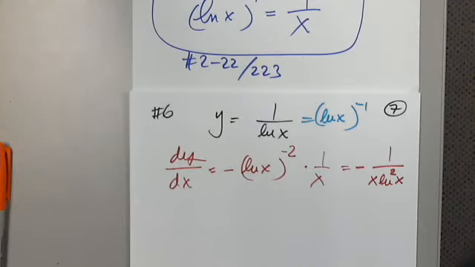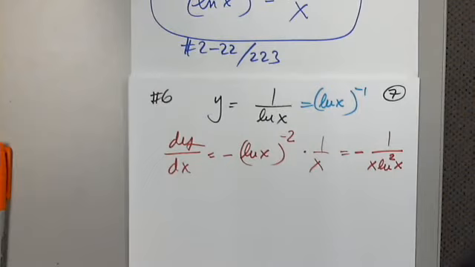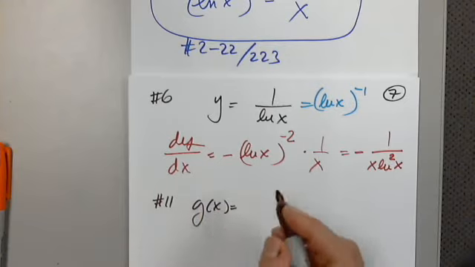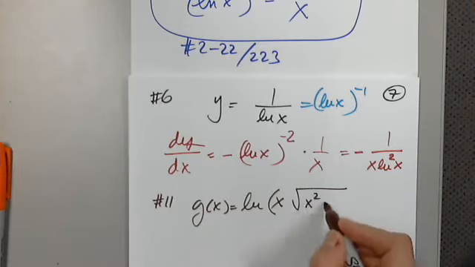I would like to look at 11 if you'd like, and then definitely 13 because I need to show something. Or 11 or 13 are very similar. You choose. Or I will. 11. Okay, very good. So 11: g of x equals natural log, and in parentheses x times the square root of x squared minus 1.